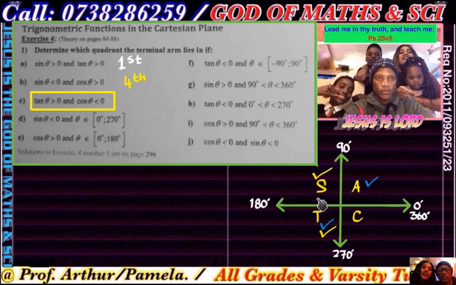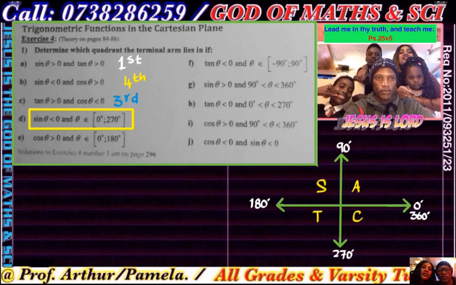Can you see I'm still using my tick, I'm marking. So the quadrant with the most number of ticks is quadrant number 3. So therefore we're talking about quadrant 3. Yes, the third quadrant. Now let's look at the next question.